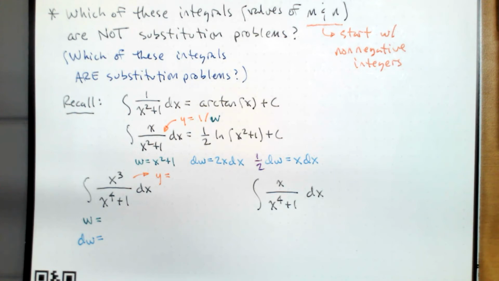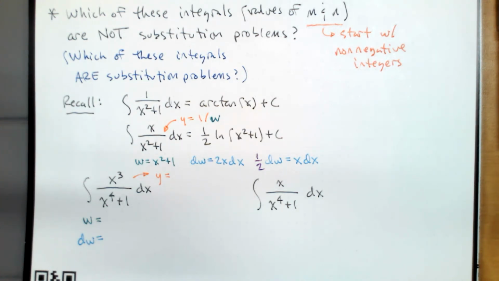Why would you suggest x to the fourth? What makes x to the fourth, or x to the fourth plus one, a good candidate for substitution? Its derivative is mostly there. Perfect. That's exactly why x to the fourth, or x to the fourth plus one, would make good substitutions for this.